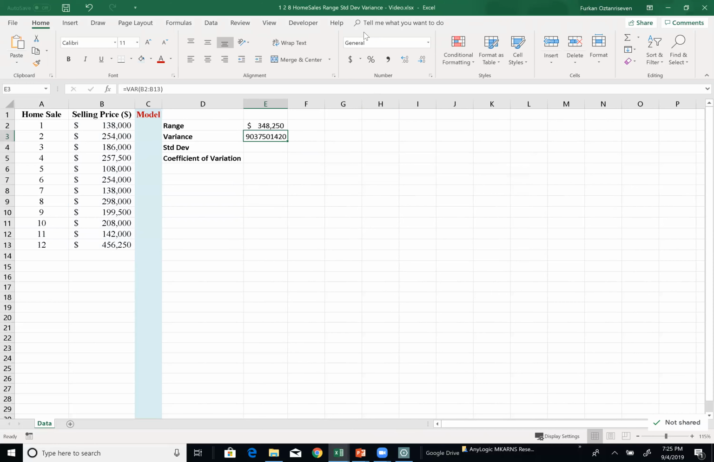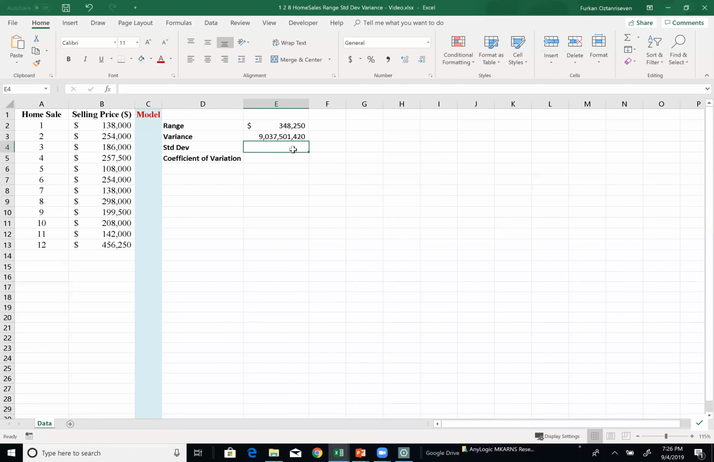And variance is obviously less meaningful because this is a square term. So I just show you here, but it really doesn't mean much. It's 9 billion dollar square. So that's why we either take square root of that value or use STDEV, which is standard deviation function right here. And if I take standard deviation of these values, that's a more meaningful result because this number is a real dollar figure. So if you look at it, the standard deviation is $95,000.